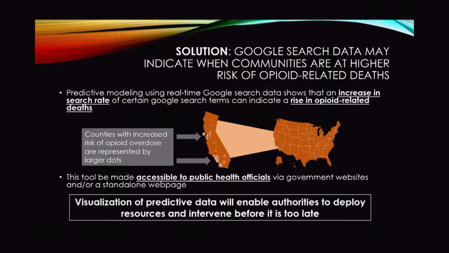So we can visualize that data, and this is actually pulled from our analysis, that will show public health practitioners on a map where there is increasing risk of opioid-related death as a result of these Google searches. They can then use that information to allocate resources to those areas, whether it be getting more naloxone or making sure that they're going to those communities and understanding what's happening.